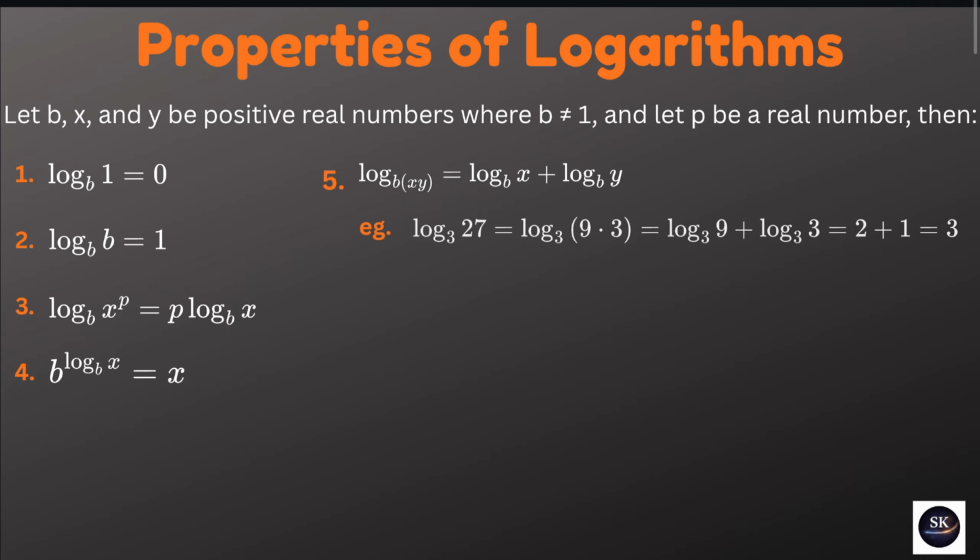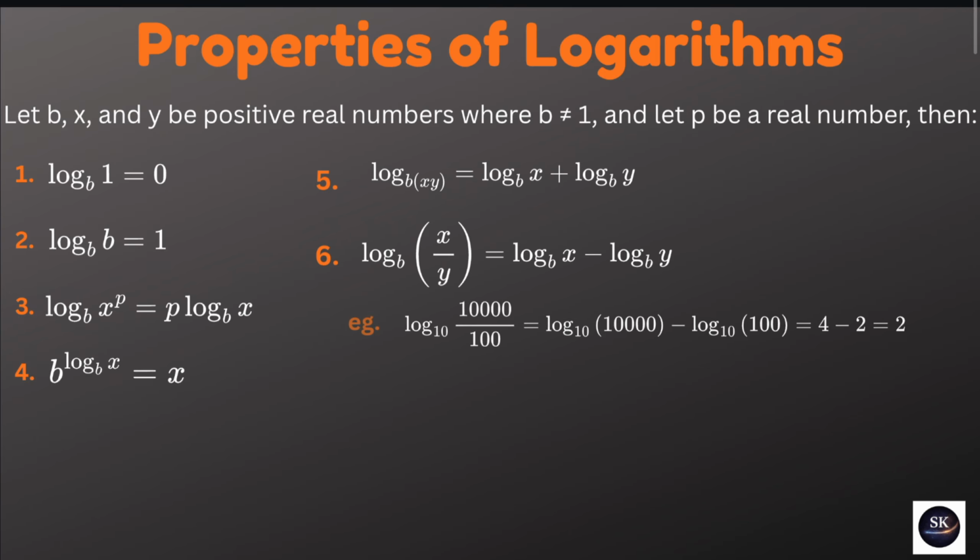Fifth property, very important as well, called as the product property. Log xy to the base b equals log x to the base b plus log y to the base b. So basically, the logarithm of the product equals the sum of the logarithms of the factors. For example, log 27 to the base 3. We can write 27 as 9 multiplied by 3, and using the property, we get log 9 to the base 3 plus log 3 to the base 3. Log 9 to the base 3 is just 2, and log 3 to the base 3 by property 2 is going to be 1. So 2 plus 1 gives us the answer 3.